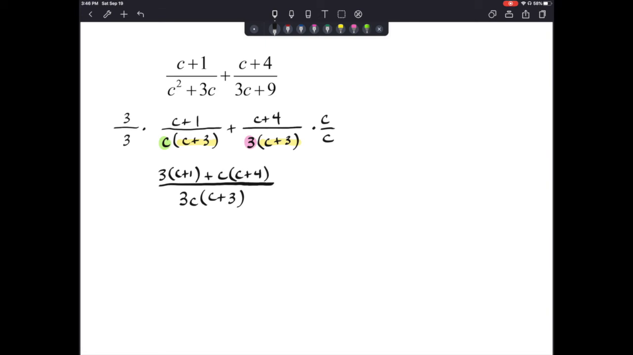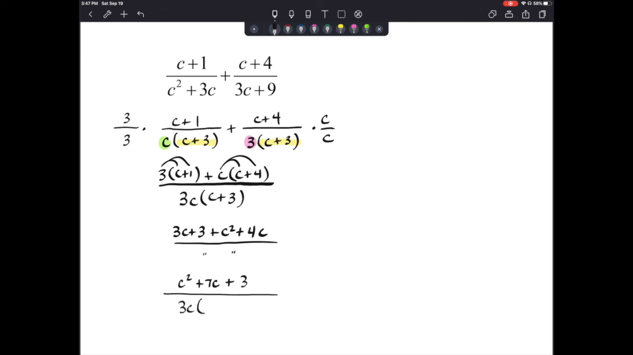Simplify your numerator. Go ahead and distribute. I have a 3c plus 3 plus a c squared plus 4c. And right now it's still all over the same denominator. Let's simplify. That's going to give us c squared plus 7c plus 3 over 3c times the quantity of c plus 3.